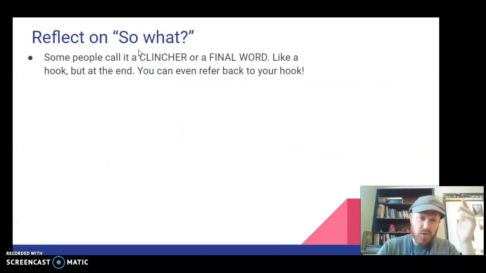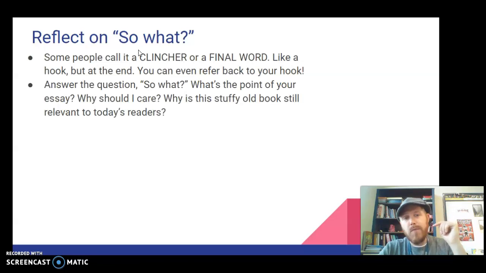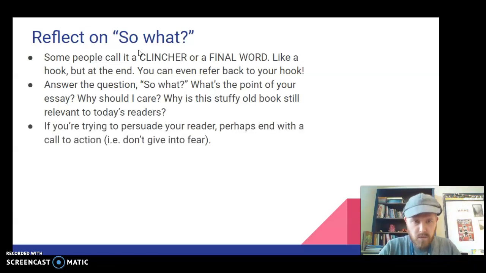Then you reflect on the question, so what? Some people call this the final word or the clincher of your essay. It's like a hook, but at the end. You can even refer back to your hook if you want to. You're going to answer the question, so what? Why does this matter? What's the point of this essay? Why should I care? Why is this stuffy old book still relevant to today's readers?